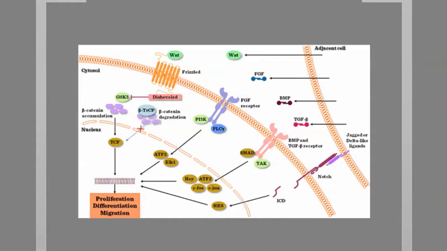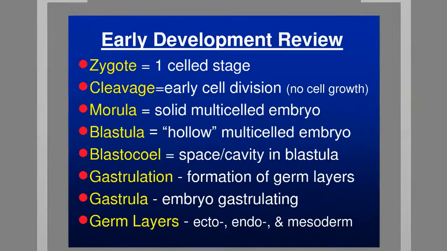All right, so let's go ahead and do some review. Some of the major steps of development. We all start off as a zygote, which is the combination of sperm and egg cells that were developed through meiosis. They all go through early division, which is cleavage.